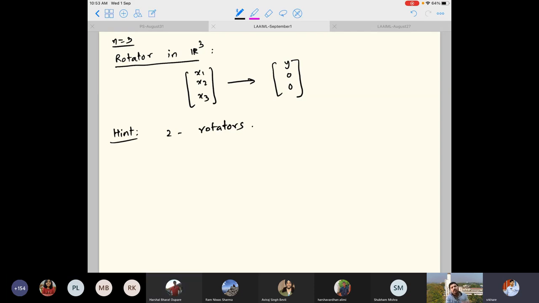Yes, and once you achieve a zero entry in the second coordinate, then what do you do? You look at the XZ plane. So that XZ plane is like this and Z axis is like this. You rotate this XZ plane in such a way that you will achieve a zero entry in the third component. That's what you say, right? So that's the idea that you will use.